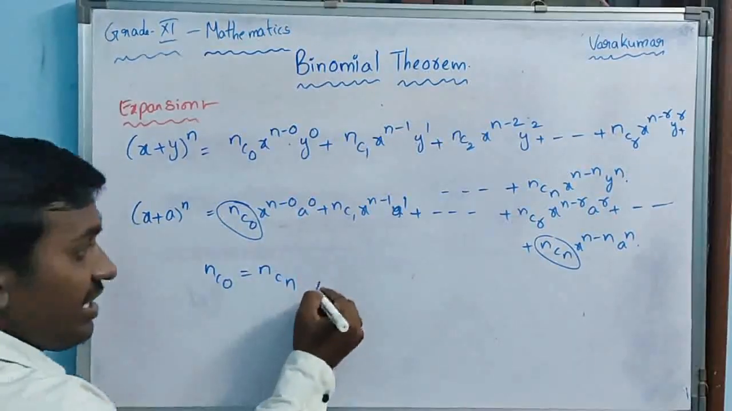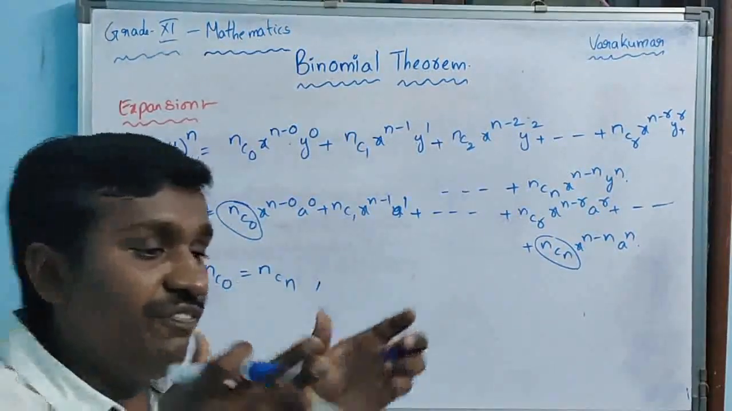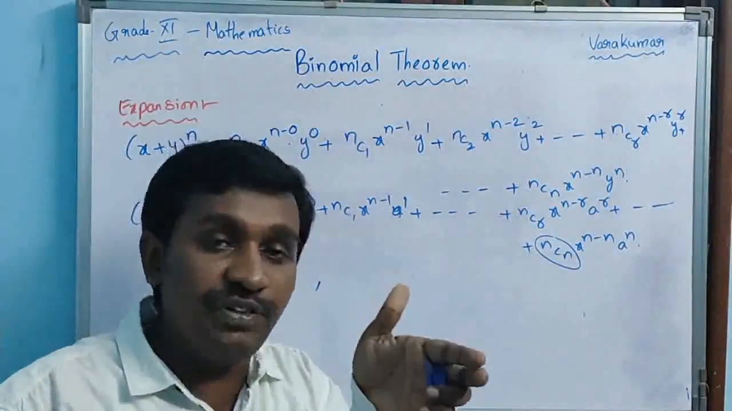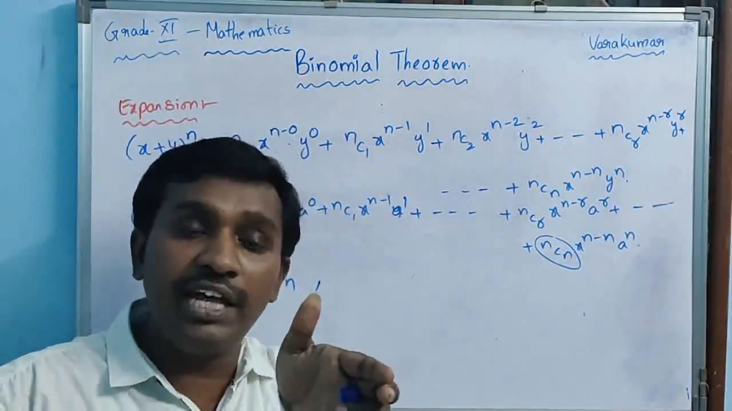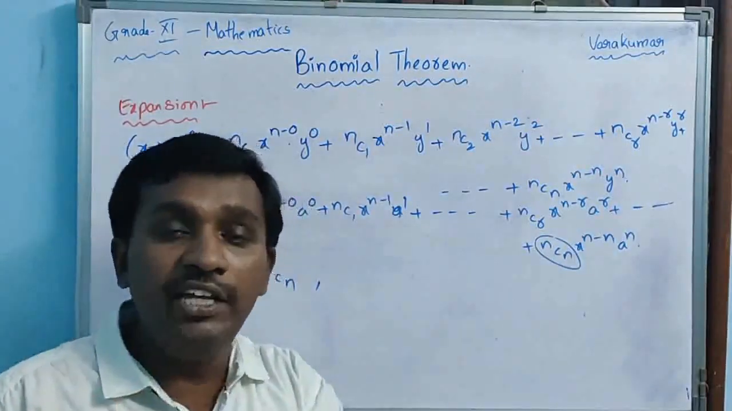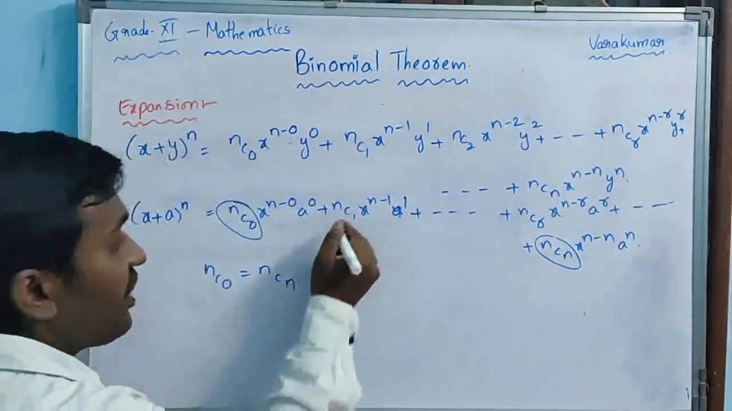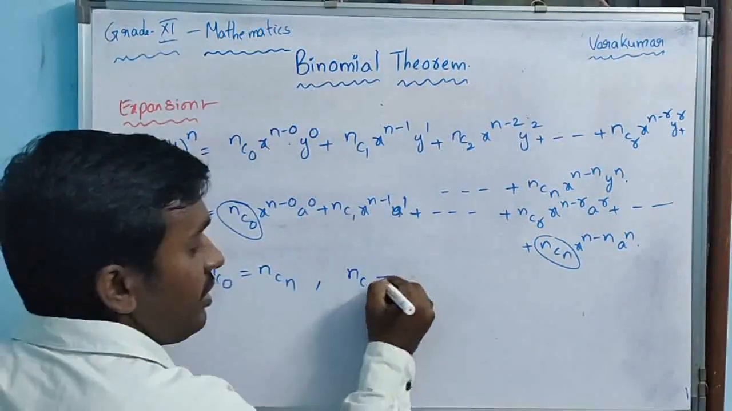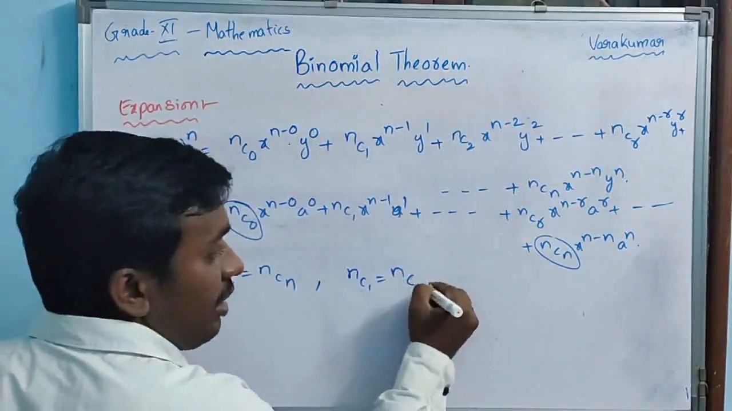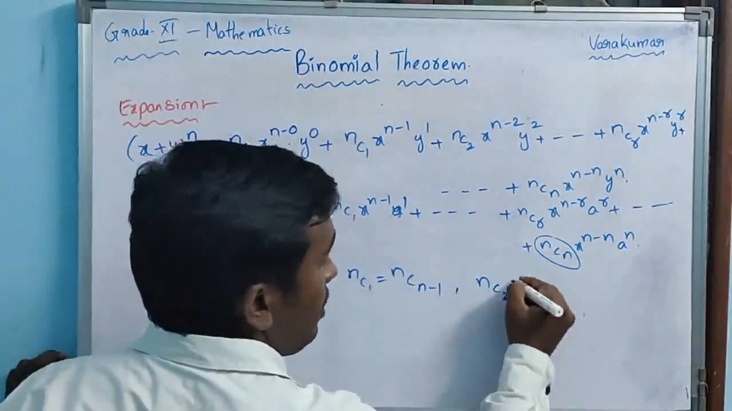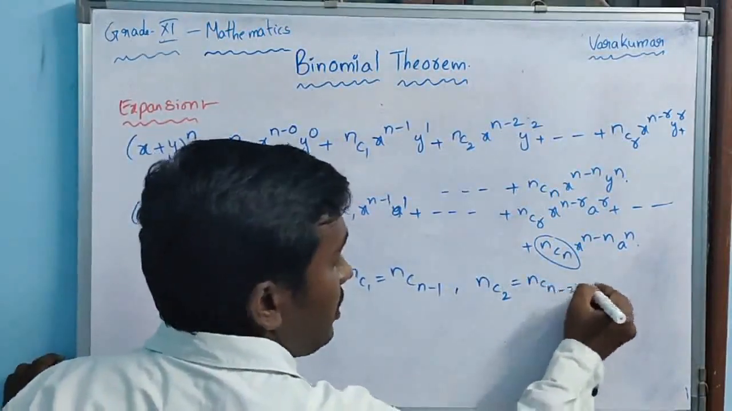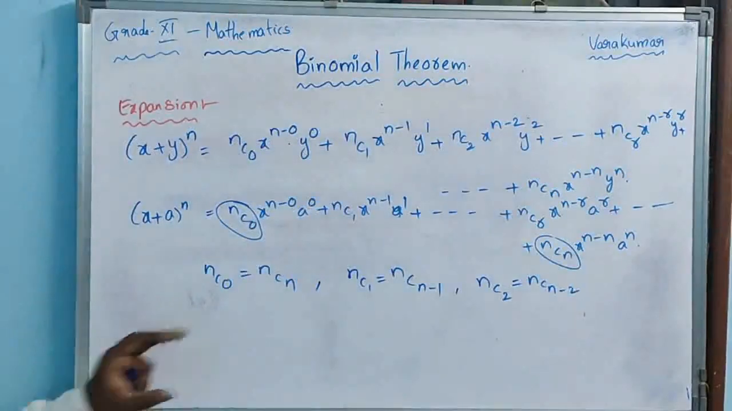Clear? And another thing, if you see the similarity: first term, last term; similarly the second term from the first, the second term from the last; the third term from the first, the third term from the last. So these coefficients will all be the same. So if you take nC1, nC(n minus 1), and nC2, nC(n minus 2). You may have a doubt, sir, how are we writing this? We are not writing this one.